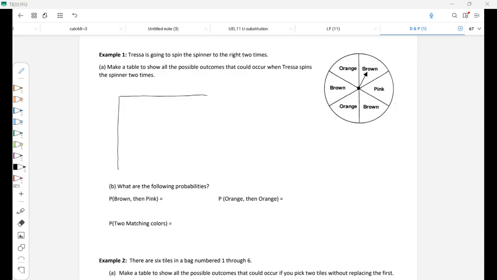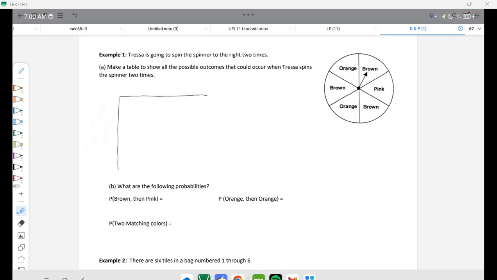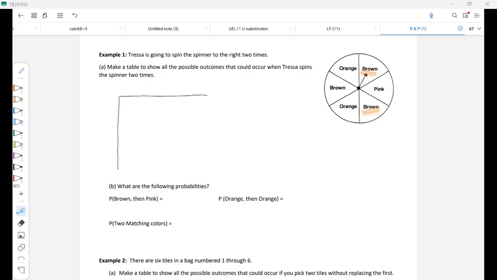And on each side of the table is going to represent one of the 2 spins. So we're going to start over here on the left, and that's going to be our first spin. And when she spins this spinner, she could get one of these 3 brown spaces, which we'll write as B, B, B. So the first brown space, the second brown space, the third brown space. I usually number those, so I'll do B1, B2, B3.